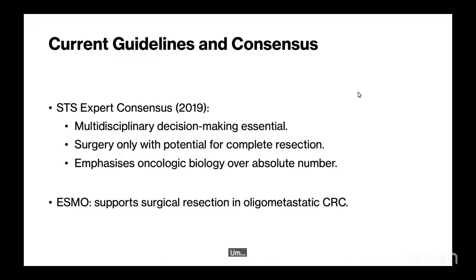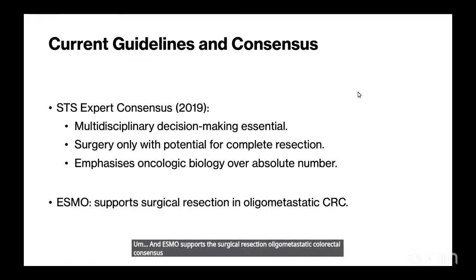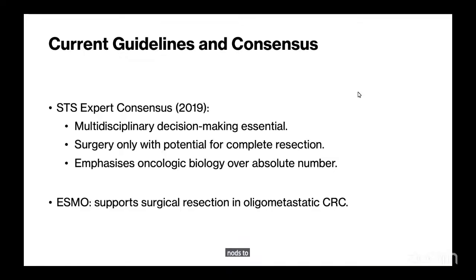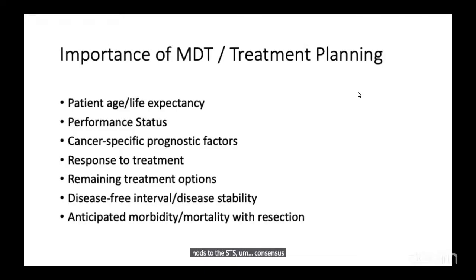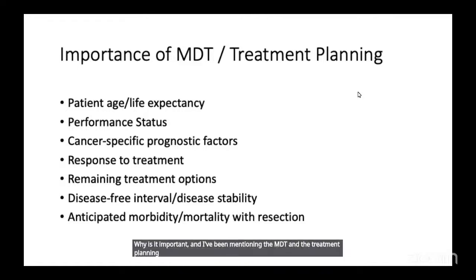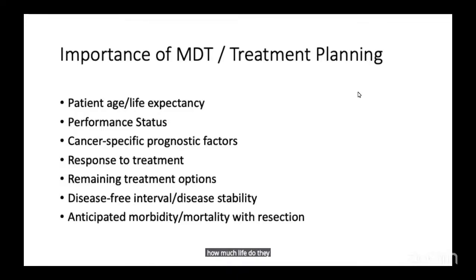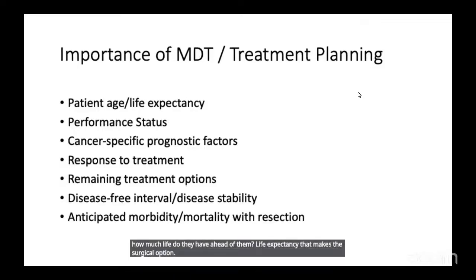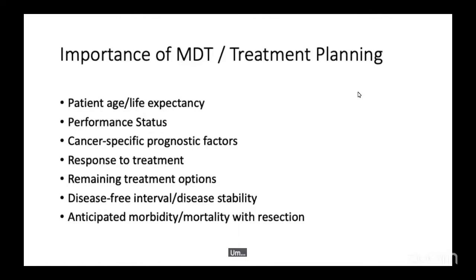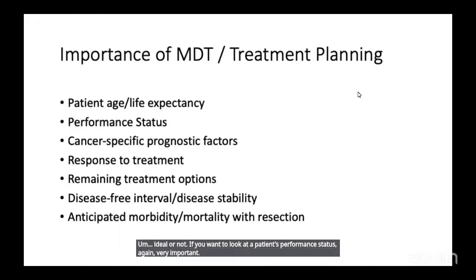And ESMO supports the surgical resection of oligometastatic colorectal disease; the consensus just nods to the STS consensus. Why is it important? I've been mentioning the MDT and the treatment planning. When you sit at the MDT, you want to look at the patient's age. How much life do they have ahead of them, the life expectancy? That makes the surgical option ideal or not. You want to look at the patient's performance status, again very important, and the cancer-specific prognostic factors, which we have mentioned extensively so far.